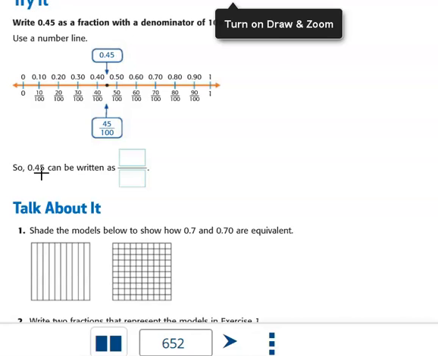So 0.45 can be written as 45 hundredths. And we say them in word form the exact same way, 45 hundredths and 45 hundredths. They're written in different ways, but they're spoken the same way.